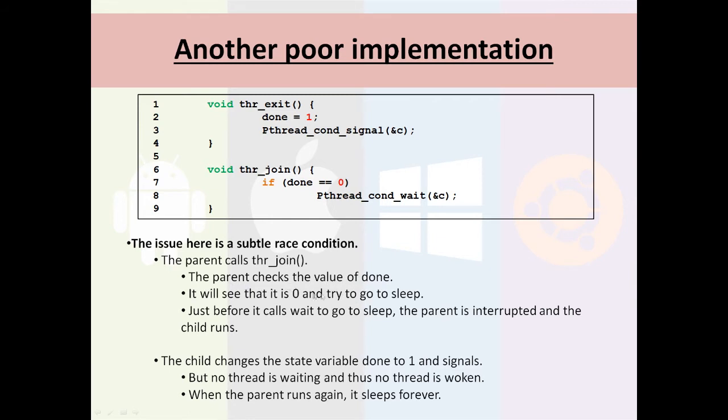The parent checks the value of done. It will see that it's 0 and try to go to sleep, which is fair enough. But just before it calls wait to go to sleep, the parent is interrupted, say, by the scheduler, and the child runs. Now the child will change the state variable done to 1, and it will signal that a thread should be woken up. But there's currently no thread to be woken, and when the parent runs again, it will sleep forever. So this is another poor implementation because a race condition can emerge.